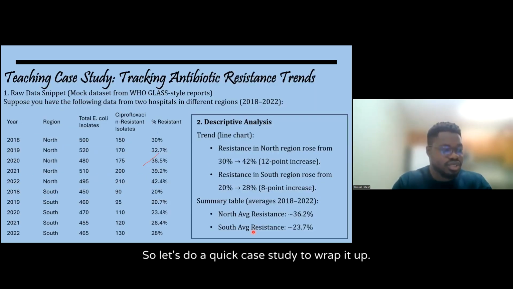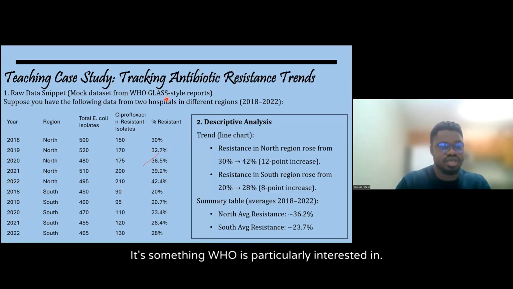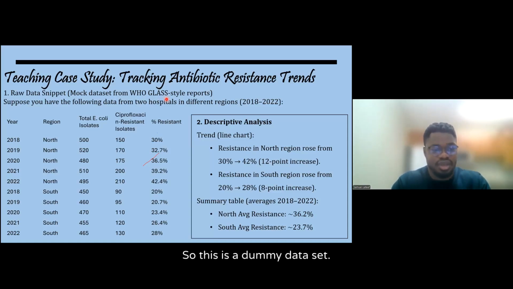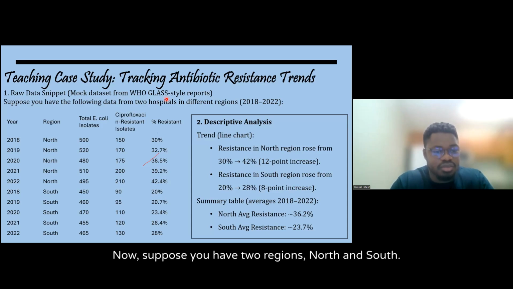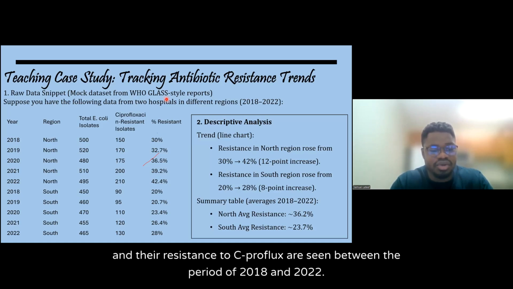So let's do a quick case study to wrap it up. This is a dummy data set, a mock data set from WHO GLASS. GLASS is the Global Antimicrobial Surveillance system. It's something WHO is particularly interested in. Now, suppose you have two regions, north and south. You're collecting E. coli isolates and their resistance to ciprofloxacin between 2018 and 2022.